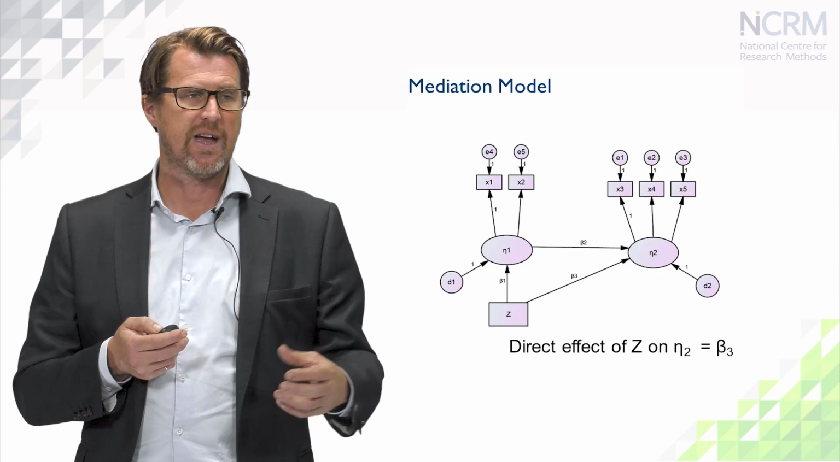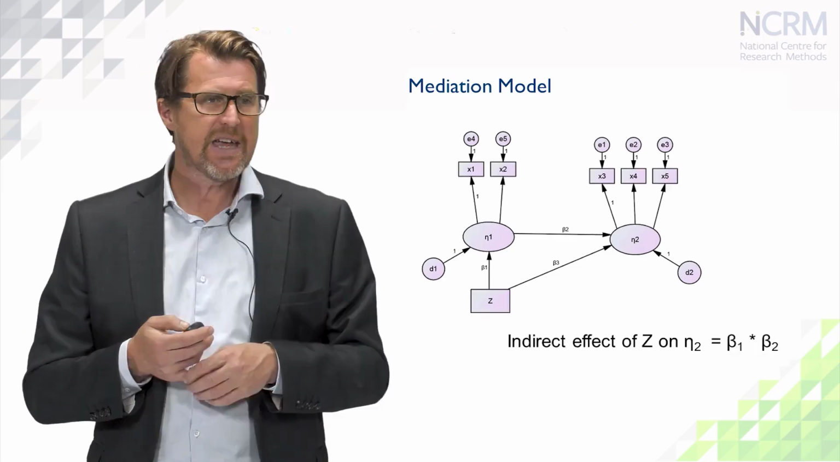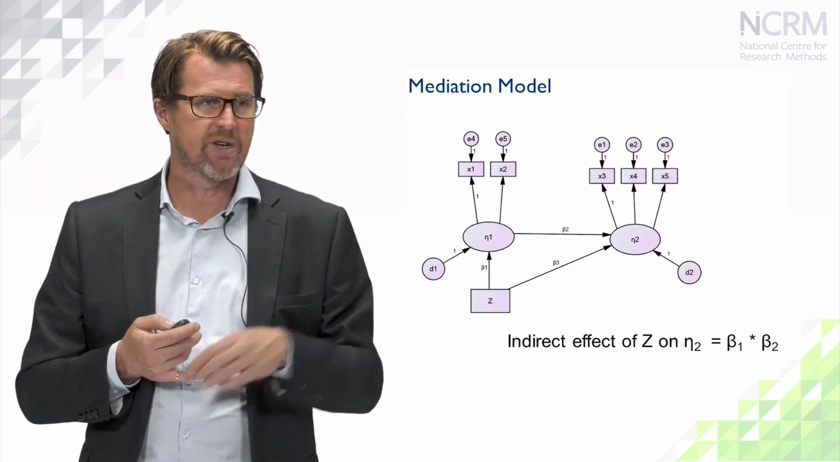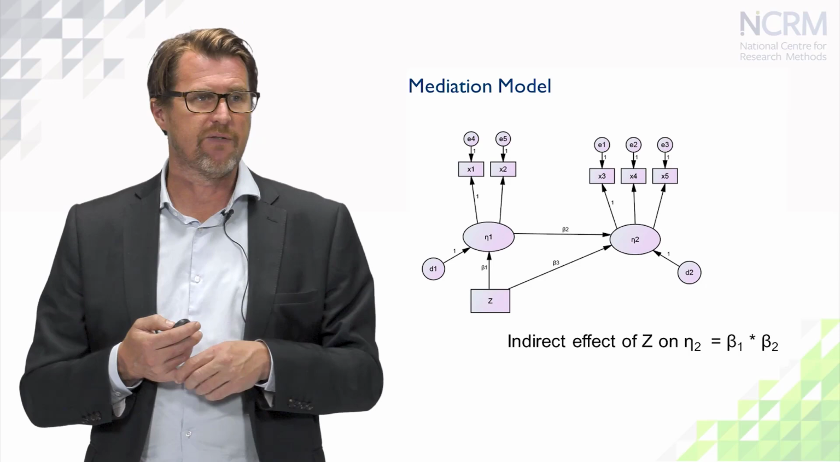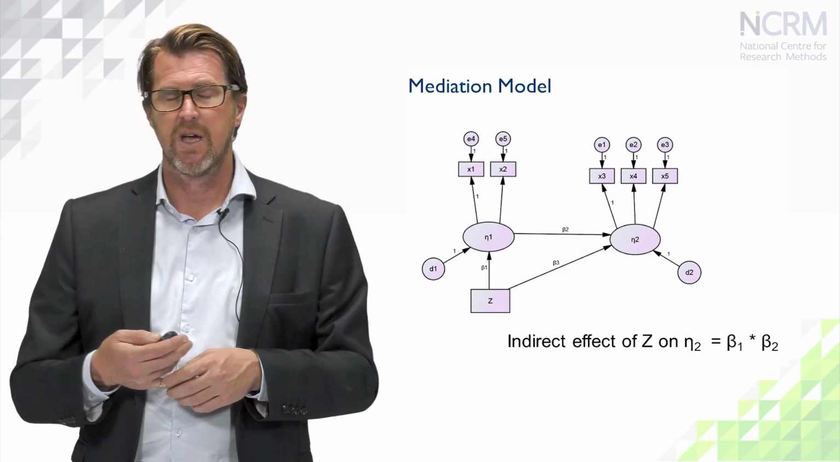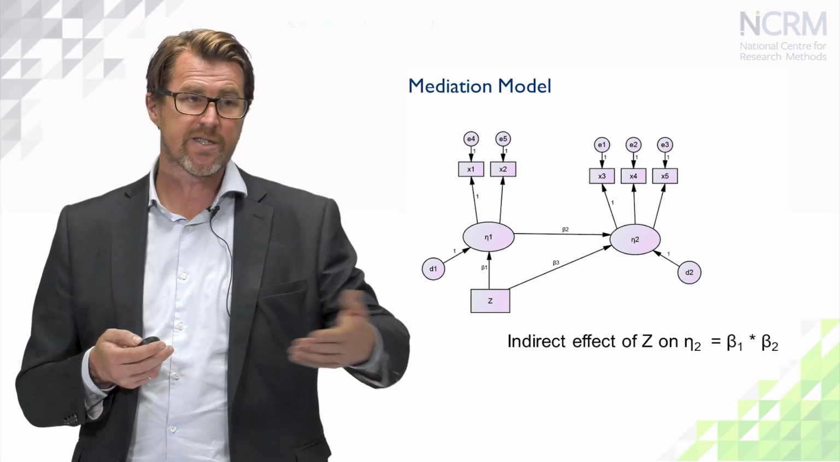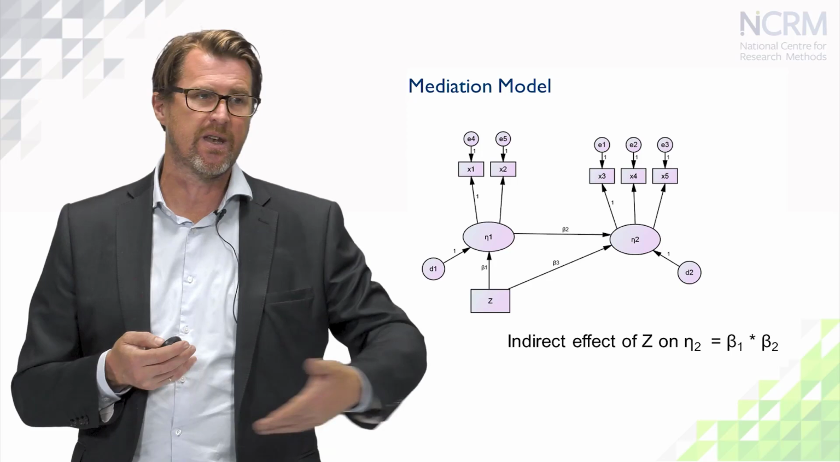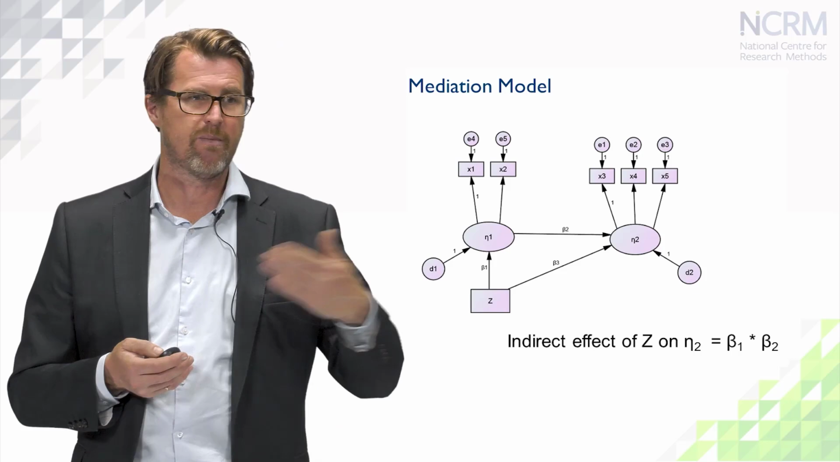But we can also estimate the indirect effect here, because we've got the beta 1 coefficient of eta 1 on z and the beta 2 coefficient of eta 2 on eta 1. Now if we take the product of those two parameters, then that will give us the indirect effect of z on eta 2. So that's how we can algebraically recover the indirect effect of one variable on the other, by taking the product of the two beta weights.